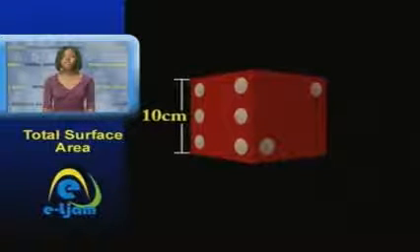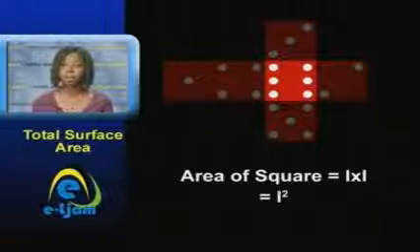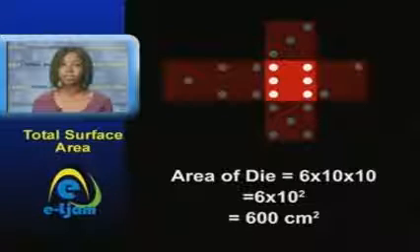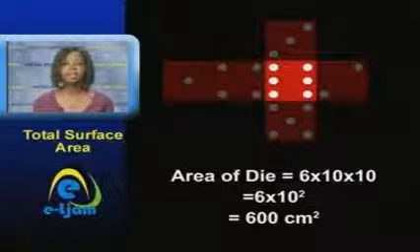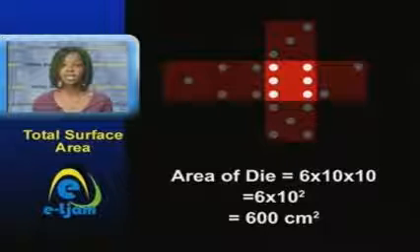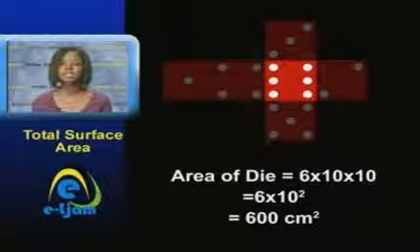Of course, we know that the die is actually a cube. We also know that the cube has 6 faces, each one in the shape of a square and therefore equal. So to determine the area of the die, we need to find the area of one face and multiply by 6 to get the total surface area. Since the formula for the area of a square is length times length, or length squared, the total surface area of the cube would be 6 times length squared. And so to find the area of the die, we would get 6 times 10 squared, which would give us 600 centimeters squared.